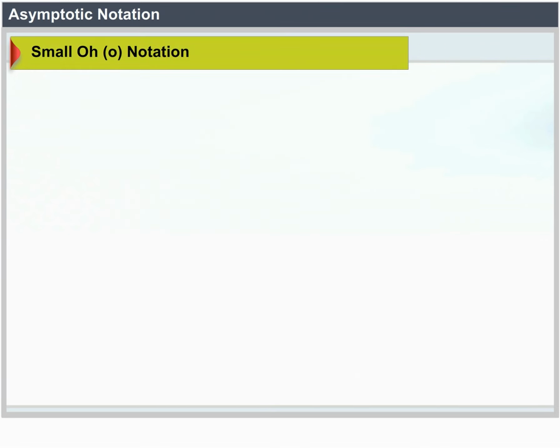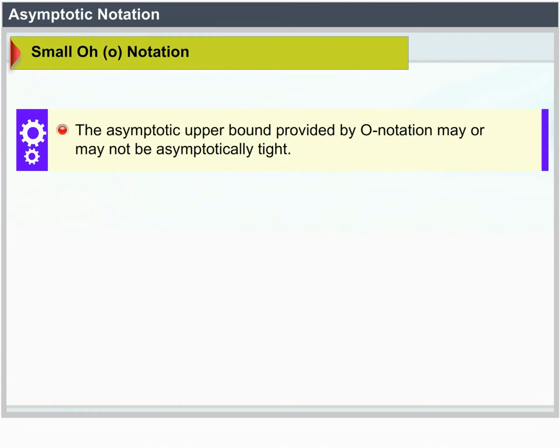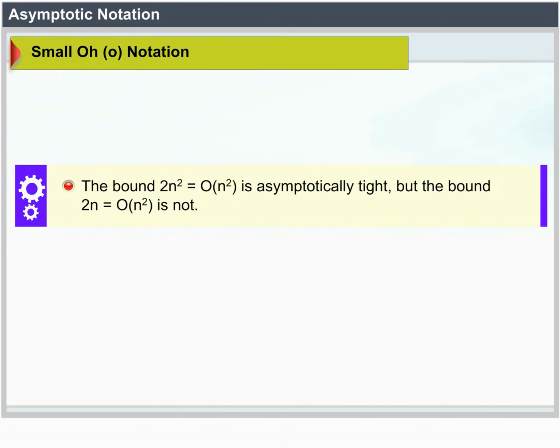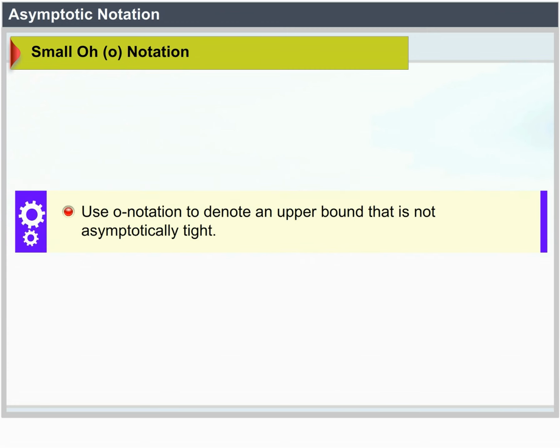Small o notation. The asymptotic upper bound provided by big O notation may or may not be asymptotically tight. The bound 2n squared equal to big O of n squared is asymptotically tight, but the bound 2n equal to big O of n squared is not. Use small o notation to denote an upper bound that is not asymptotically tight.